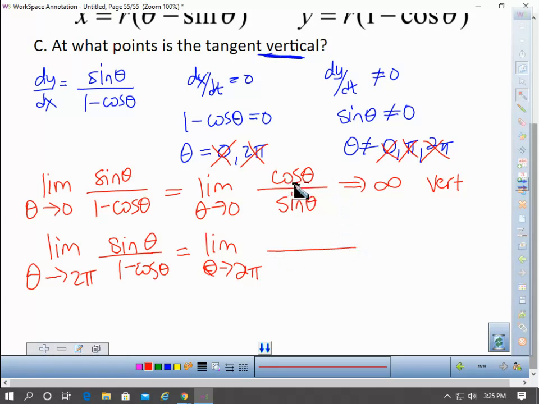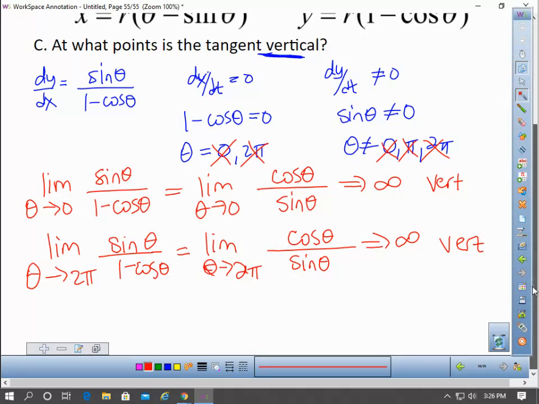L'Hopital's rule. The derivative of sine is cosine. The derivative of 1 minus cosine: the derivative of 1 is 0, and the derivative of negative cosine is positive sine. And so when you put 2 pi in here, the cosine is 1 and the sine is 0. So you have 1 over 0. So that also goes to infinity. So there's also a vertical tangent line there. We actually have a vertical tangent line at those 2 points.